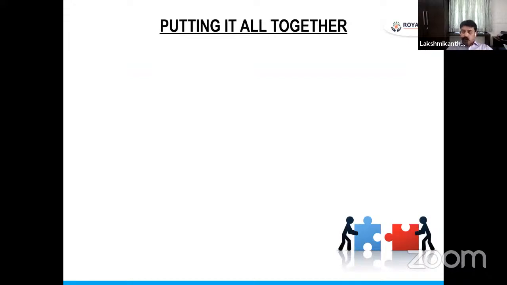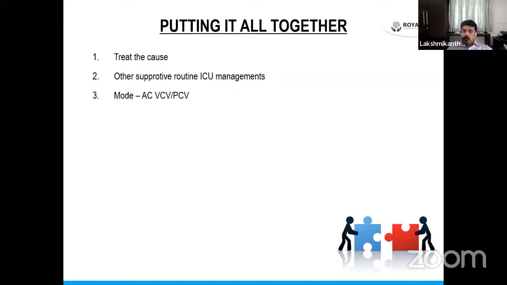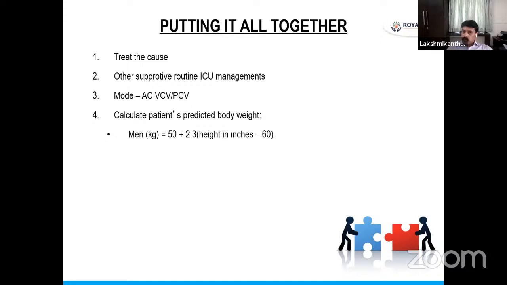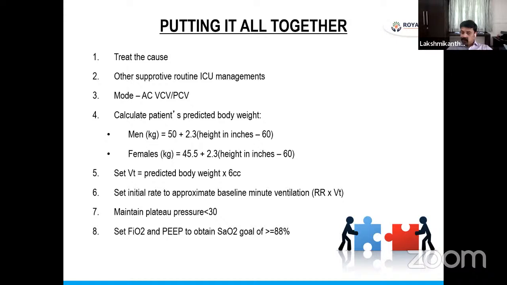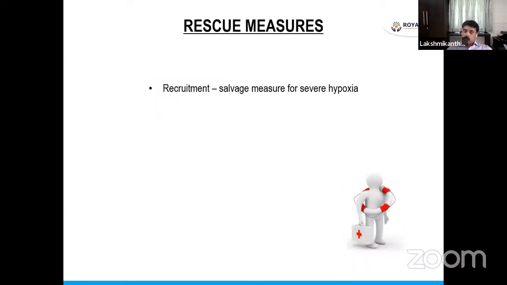So putting it all together, whatever the evidence-based practices that we know, treat the cause, that is most important. Other supportive routine ICU management is also important. Mode doesn't matter, volume or pressure control. Calculate the patient's predicted body weight. Set the tidal volume at 6 ml per kg. Set your respiratory rate for adequate minute ventilation. Maintain the plateau pressure less than 30 and titrate FiO2 to obtain a saturation goal of more than 88%. If still hypoxic, use rescue measures: recruitment is not much useful, and with inverse ratio ventilation, be very careful.